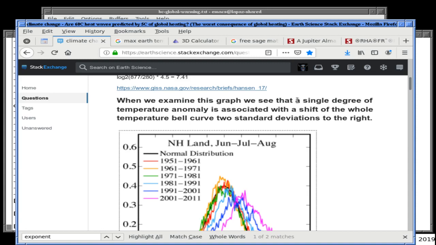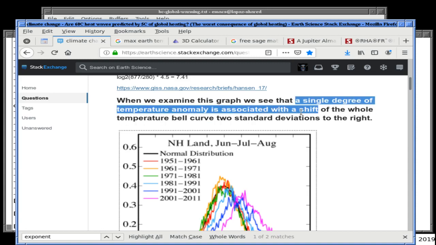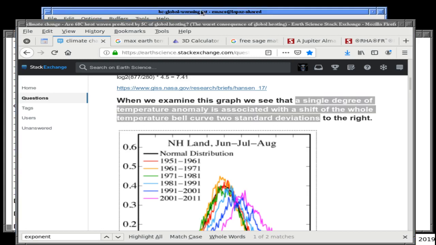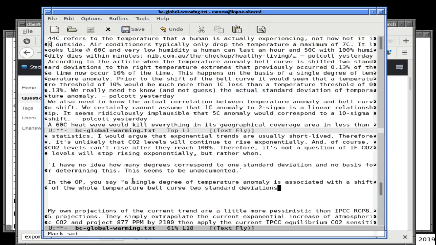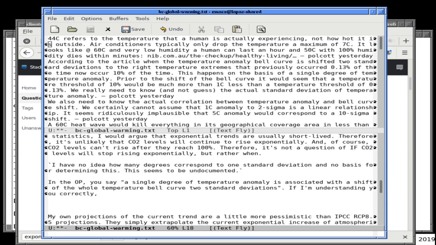a single degree of temperature anomaly of shift to the bell curve. Shift of the bell curve to standard deviations. If I'm understanding you correctly, and I'm going to give you a little bit of a buffer here, that means one degree equals two standard deviations. Am I misunderstanding? And again, this is padding. I know I'm not misunderstanding.